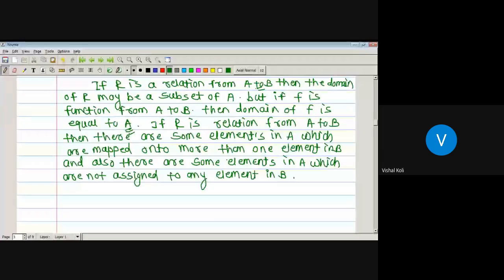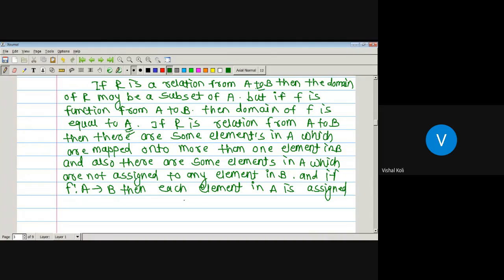But if F is a function from A to B, then it must be a relation from A to B. But if R is a relation from A to B, then it may or may not be a function from A to B. And if F is a function from A to B, then each element in capital A is assigned to one and only one element in B. So these are the differences between the relation and functions.